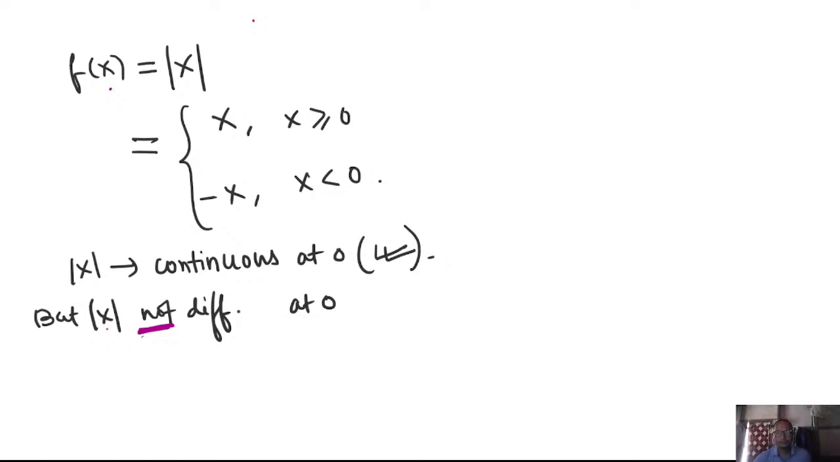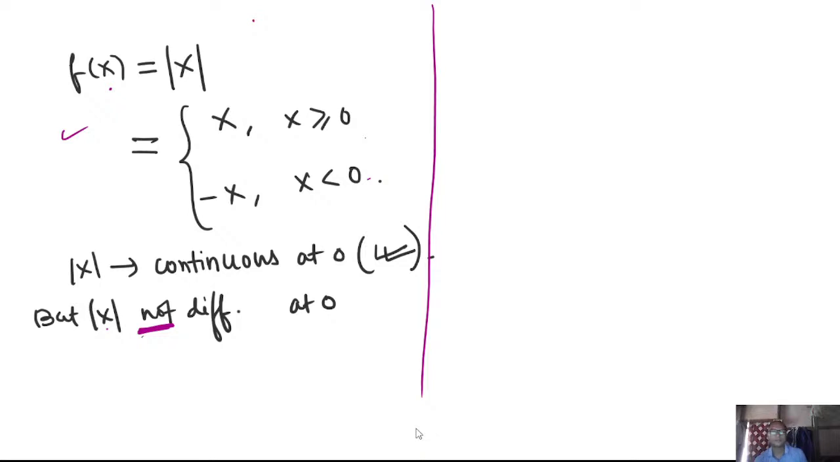To check whether it is differentiable at the point 0, we have to use the second definition, the right hand derivative as well as the left hand derivative.